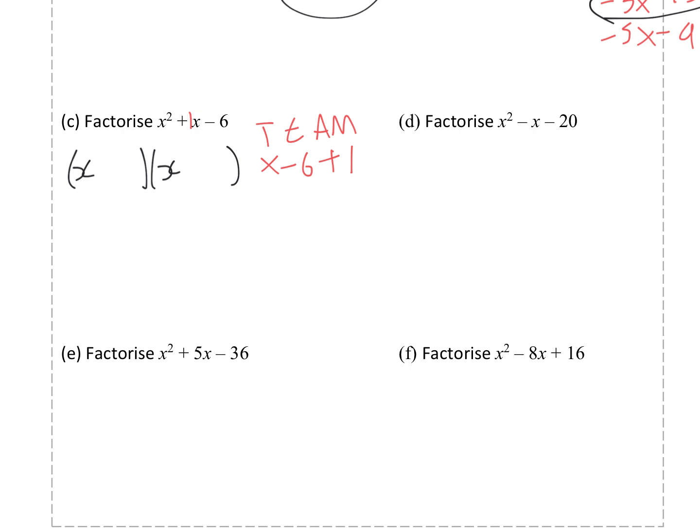So we're looking to add to give 1. So what combinations times to give minus 6? We could have minus 6 and 1. We could have minus 3 and 2. We could have minus 2 and 3. We could have minus 1 and 6.